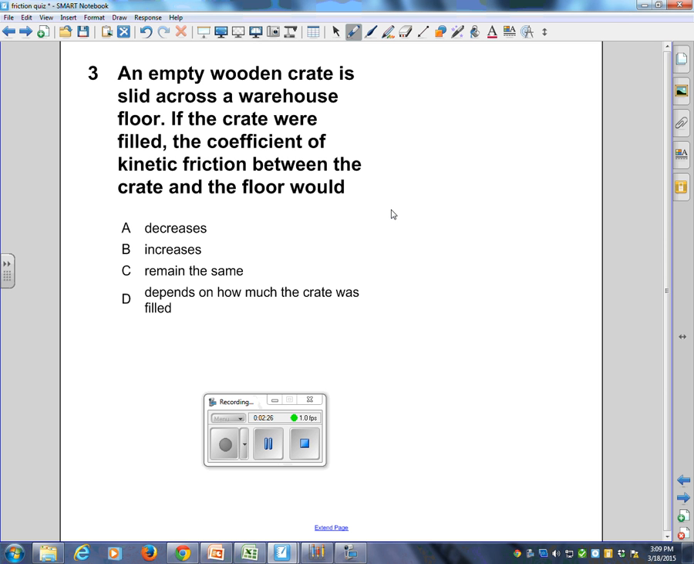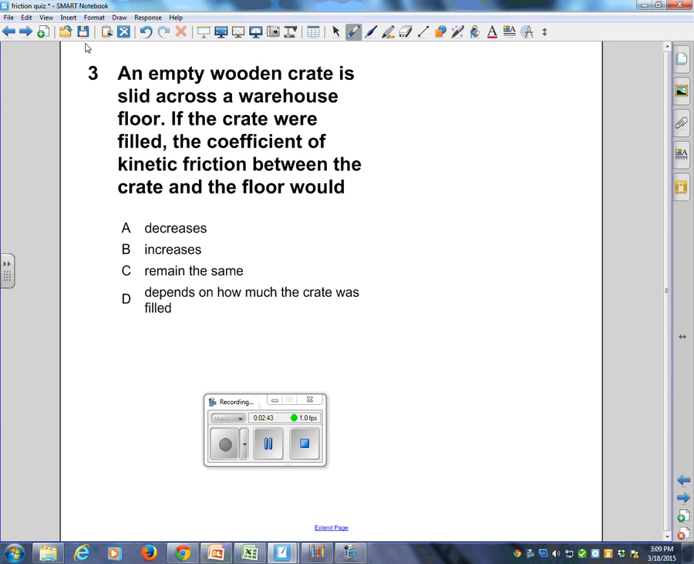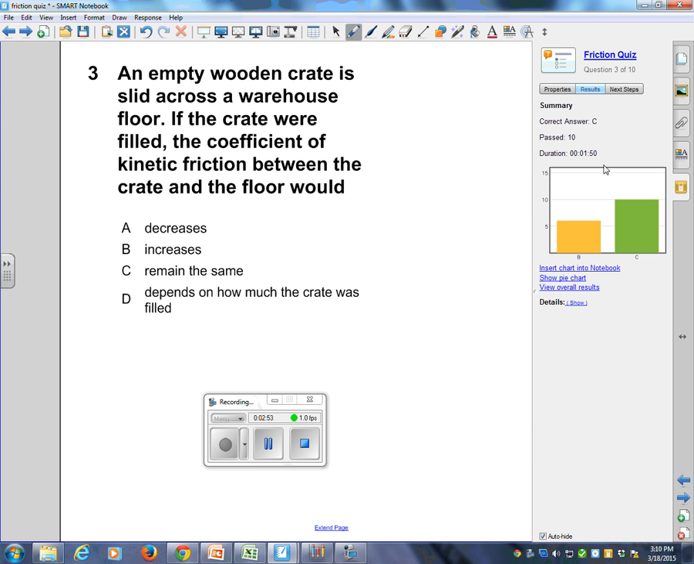An empty wooden crate is slid across the warehouse floor. If the crate were filled, the coefficient of kinetic friction between the crate and the wood floor. We went through this just recently. When? Like, exactly. I don't remember that. Really? Did I not write it? I thought we went over it a few days ago. When Ryan made that comment and I had the 0.2 and the 5 over 10, and then I changed the 10 to 5, it's exactly this question. Oh. Maybe you should listen.